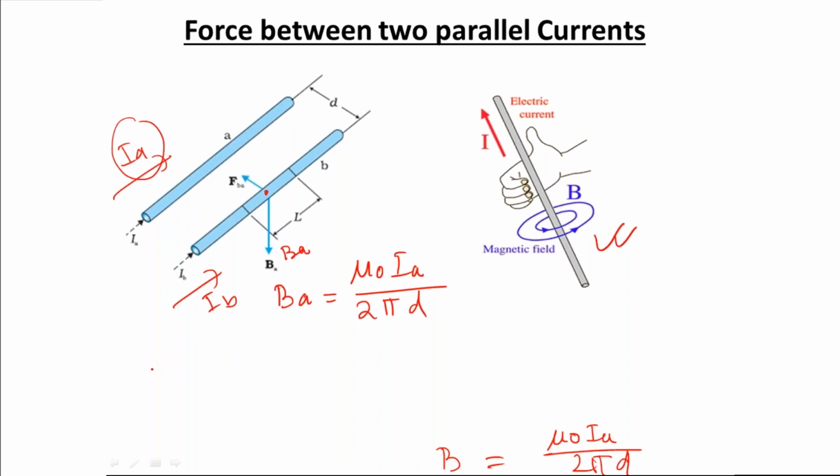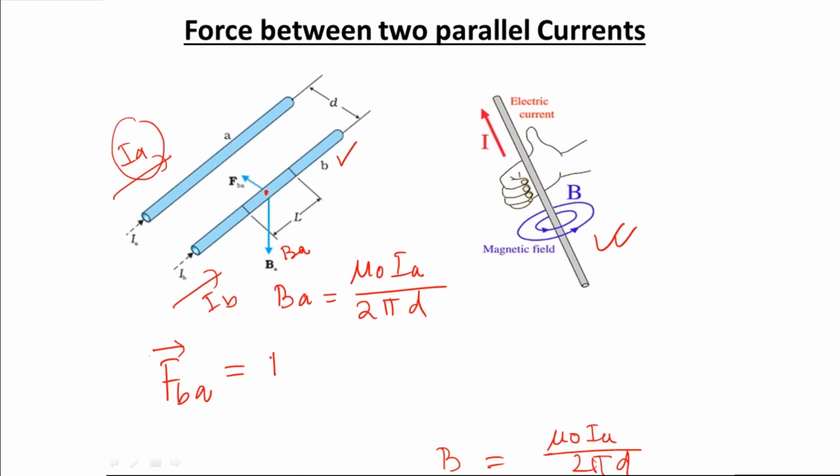Now I have learned that the magnetic force is actually I L cross B. If the length we consider for the conducting wire is L, the magnetic field around that conducting wire is B, and the current carried by the wire is I, then that conducting wire will experience this amount of force. So let us see, due to this BA, how much force this current carrying wire B is experiencing. So I'm writing the force on B due to A. Now let us calculate that.